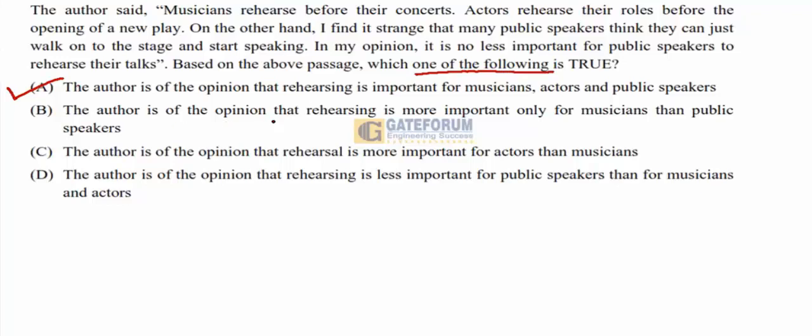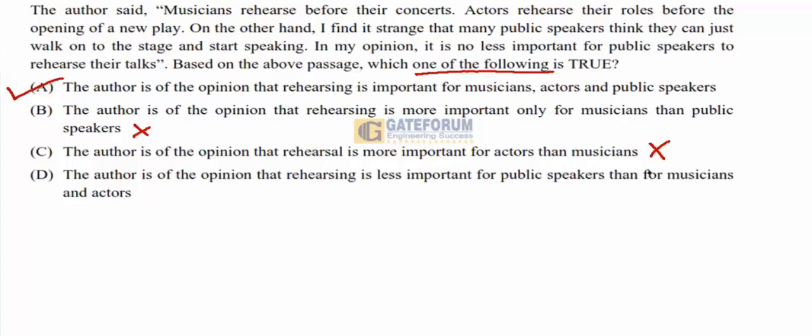The author is of the opinion that rehearsing is more important only for musicians than public speakers. Nowhere has the author spoken of such a thing. They have never compared musicians and actors. You see, they've given equal importance. So this is absolutely false. The author is of the opinion that rehearsal is more important for actors than musicians. Once again, the author has nowhere compared actors and musicians.